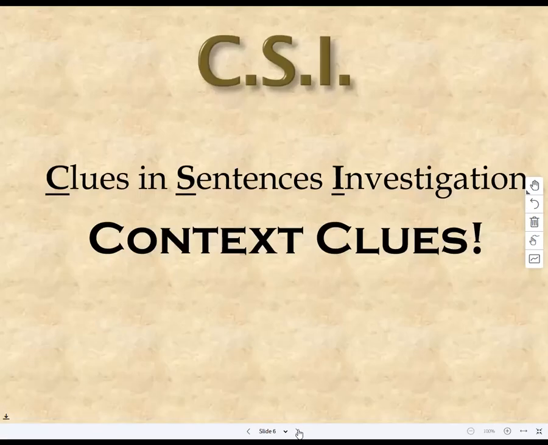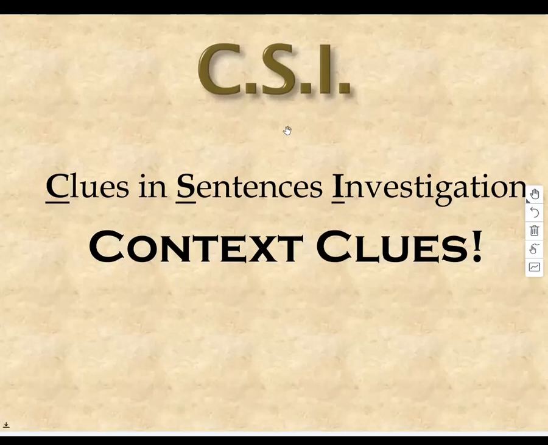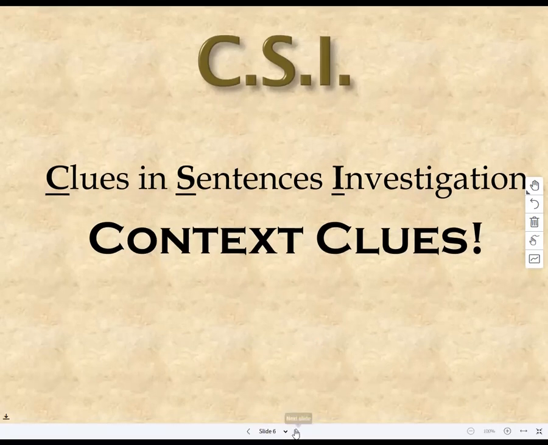Now, what I've brought in that is a bit different, in which we'll be reading a text and we'll be behaving like a detective so that we understand the clues in the sentence investigation, and we are going to call it CSR, right?